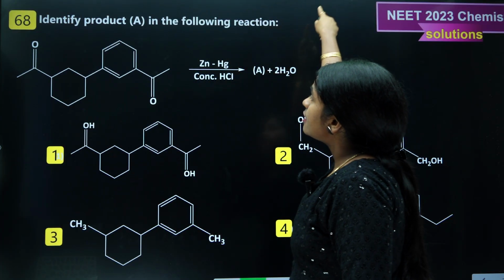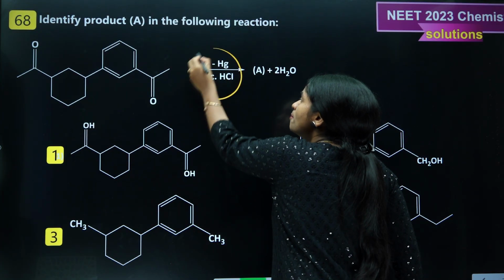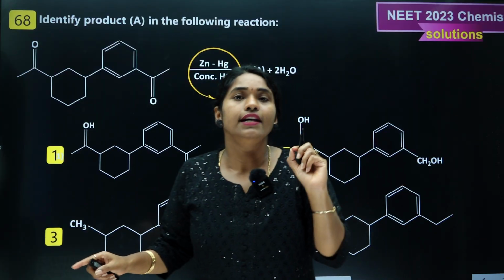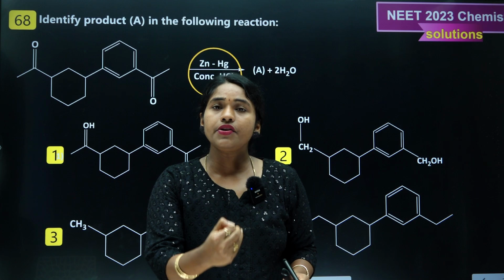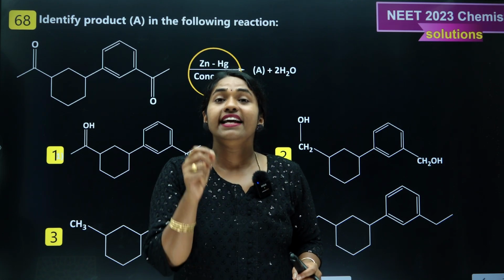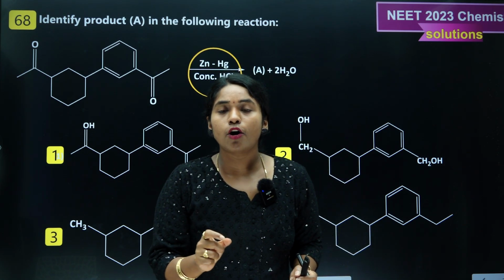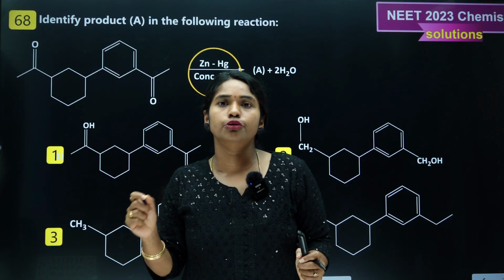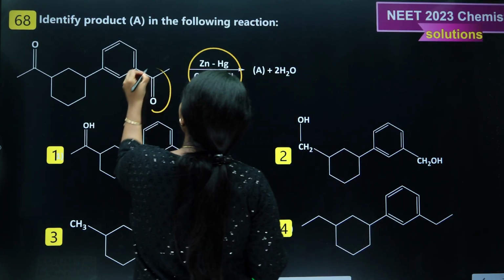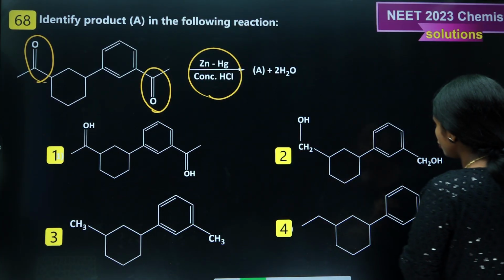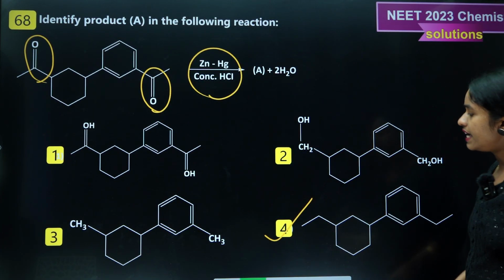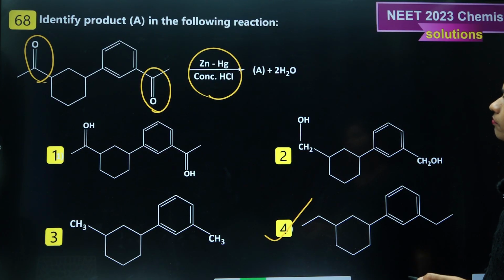Identify the product in the following reaction. This is one of the most famous reactions, called the Clemmensen reduction reaction. In the Clemmensen reduction reaction, its function is that it converts the C double bond O group into a CH2 group. Clear? So this C double bond O group will be converted into a CH2 group. Option 4 is the correct answer.